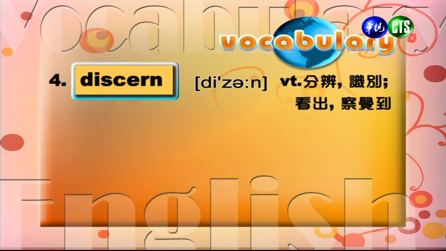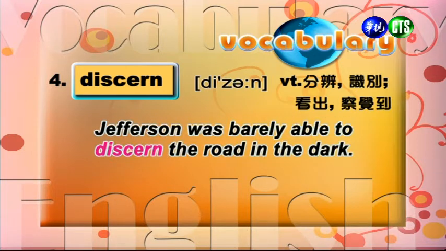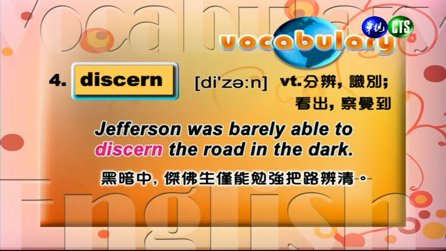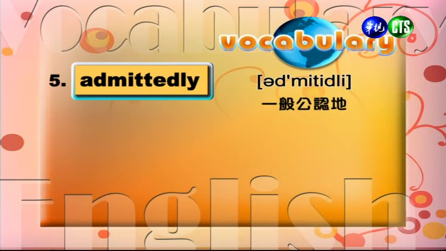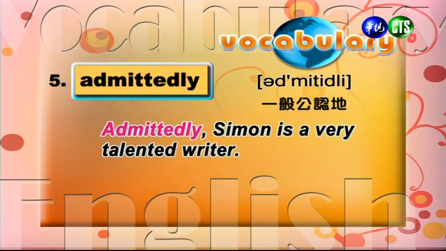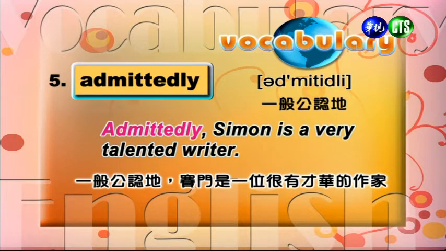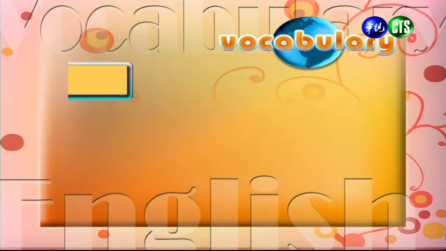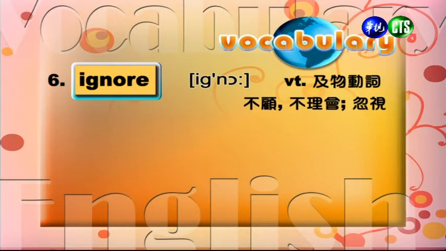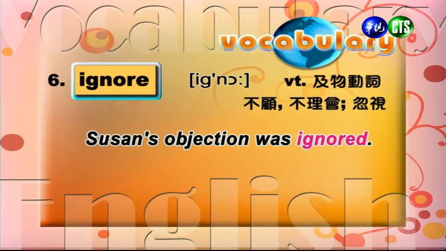Number 4, discern, verb. 动词，分辨、判别、察觉。 Jefferson was barely able to discern the road in the dark. Number 5, admittedly, adverb. 副词，一般，公认的。 Admittedly, Simon is a very talented writer. Number 6, ignore, verb. 动词，不顾、不理会、忽视。 Susan's objection was ignored.